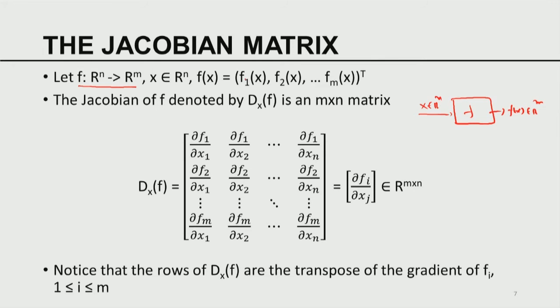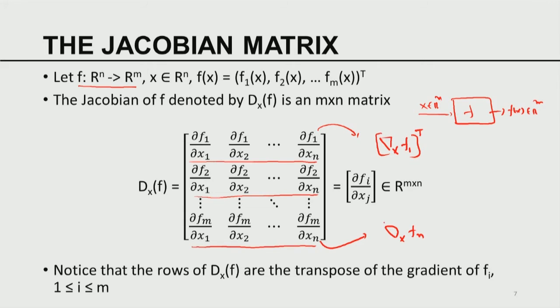I can take f1 and compute the partial derivative of f1. I can take f2, I can compute the partial derivative of f2. I can take fm, I can compute the partial derivative of fm. Now, this partial derivative, when written as a column, is called the gradient. So what is this? This is the transpose of the gradient. So this is essentially the transpose of the gradient of f1. This is simply the transpose of the gradient of fm.